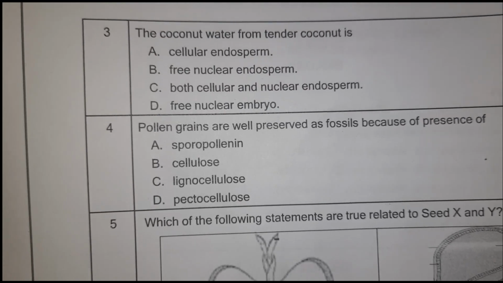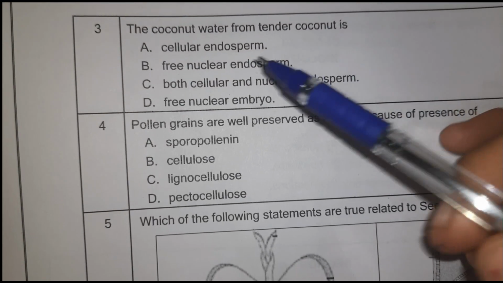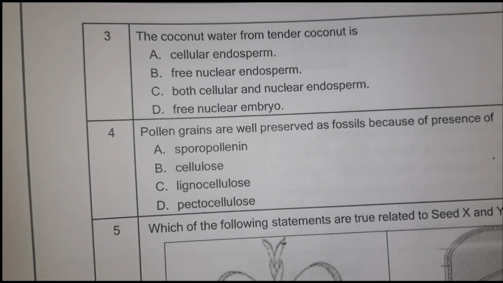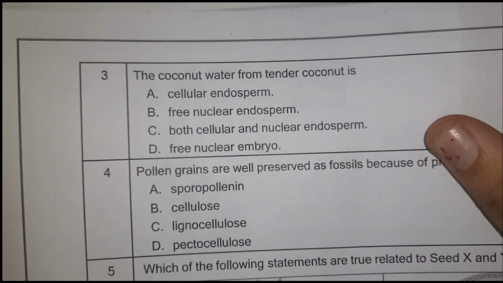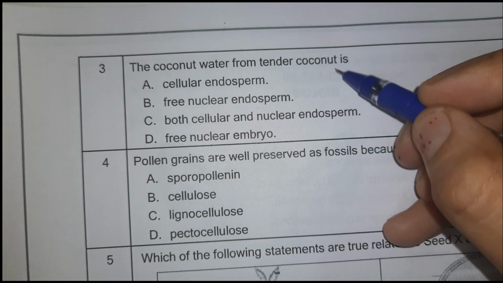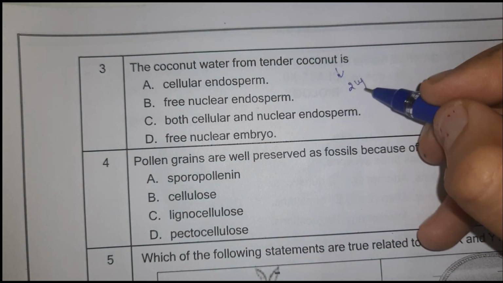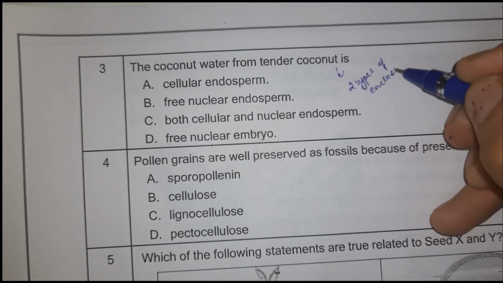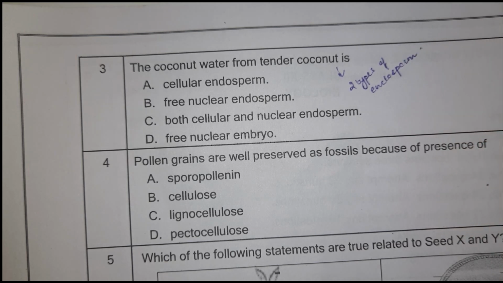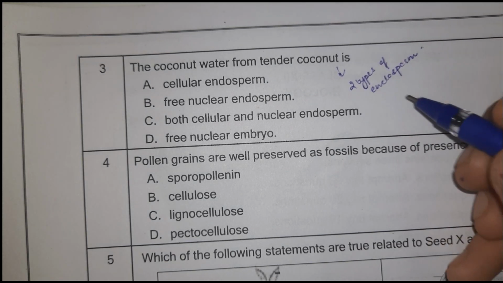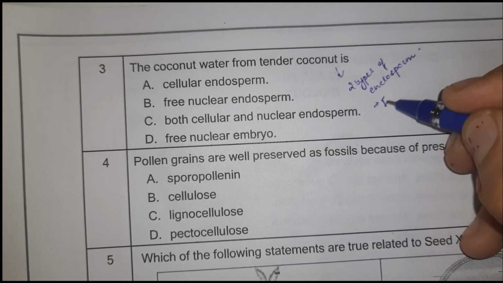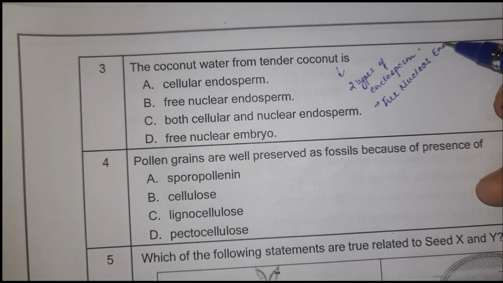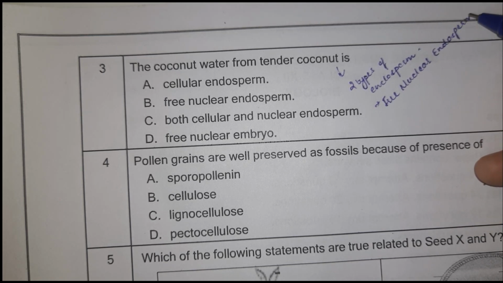The next question is question number 3. We have been asked that the coconut water from tender coconut is. We have studied that coconut has two types of endosperm. These two types of endosperm are free nuclear endosperm and cellular endosperm.